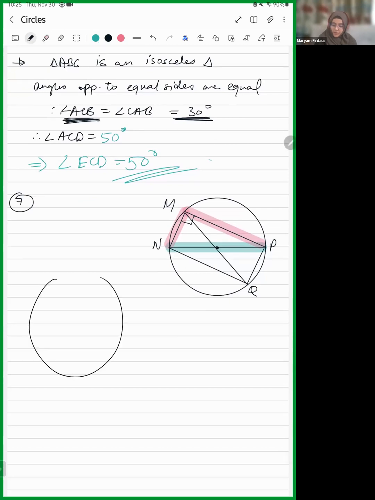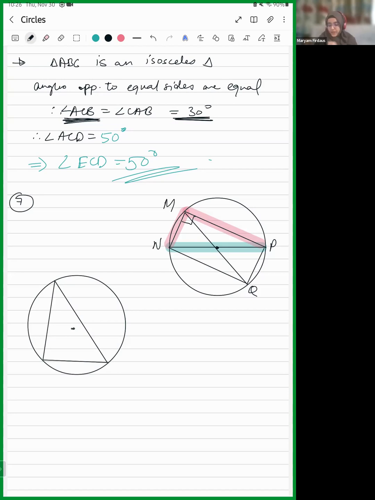See, a chord, let's say a random chord anywhere, it can subtend an angle. Angle M will be 90 degrees. Yes, angle M is going to be 90 degrees, and anything else? Now angle Q. Yes, angle Q will also be 90 degrees.